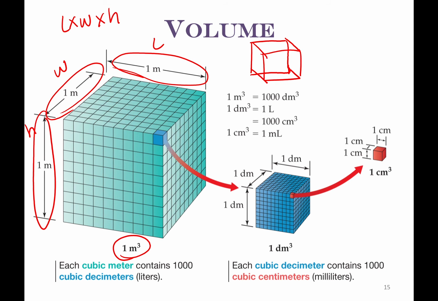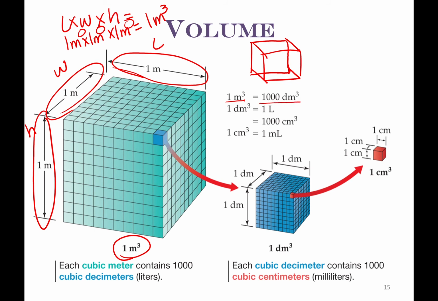So we always have a unit that is cubed. So if it's 1 meter times 1 meter times 1 meter, algebra tells me that's going to be 1 meter, 1 plus 1 plus 1, because we add the exponents, would be cubed. So 1 meter cubed is equal to 1,000 decimeter cubed.